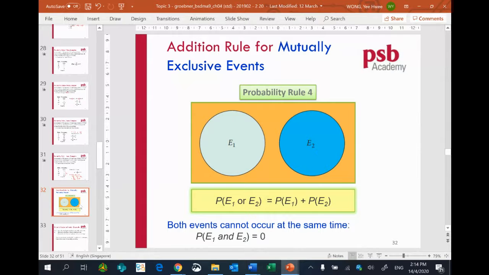We are going to look at the addition rule. Okay, we have seen some of the rules which you don't really need to remember, so you don't need to memorize, you just need to know how to use it. So now this is another rule that we'll be looking at. This is called addition rule. This addition rule applies to mutually exclusive events.